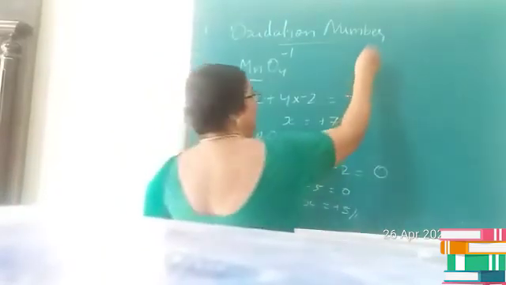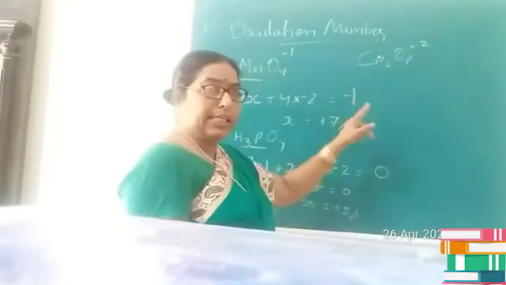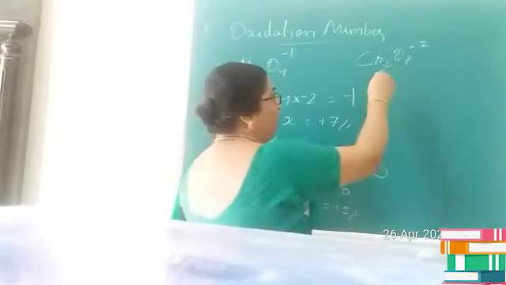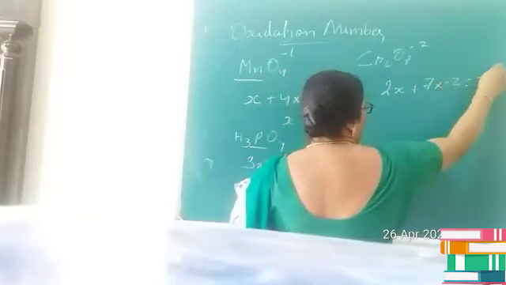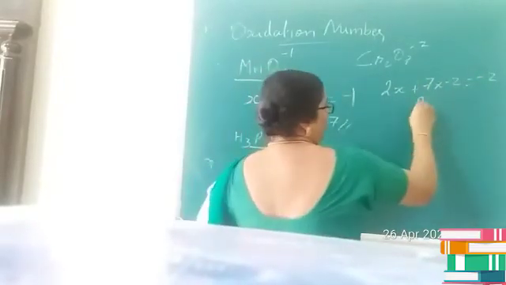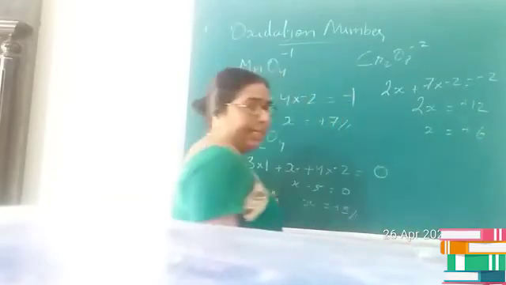Clear? Now let us consider one more example, Cr2O7 2-. In this case, again, what is the sum? It is equal to -2. So 2X plus 7 into -2 is equal to -2. Or 2X is equal to +12, or X is equal to +6.